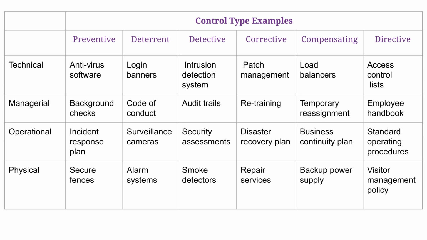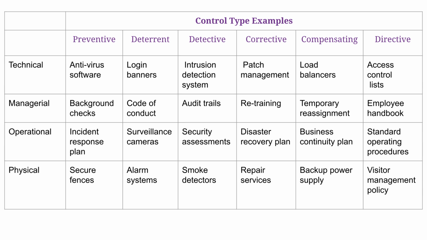Corrective controls are implemented after an incident to minimize damage or restore operations. Patch management, retraining staff, and repair services help to correct issues and reduce the impact of security breaches. Compensating controls provide alternative measures when primary controls are insufficient. Load balancers, temporary reassignment of duties, and backup power supplies serve as backup solutions when regular controls are not enough.